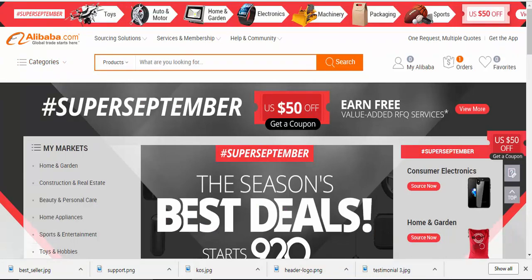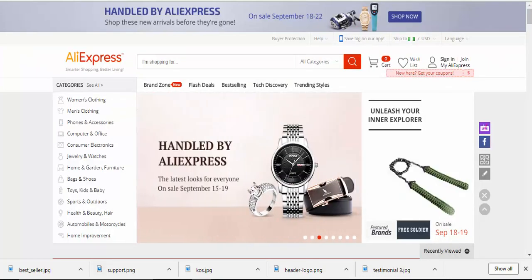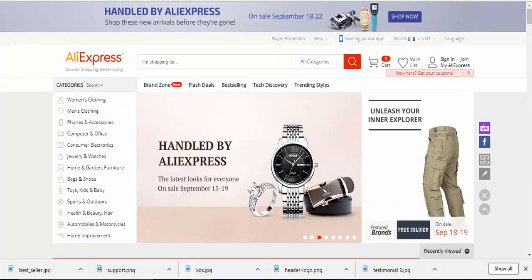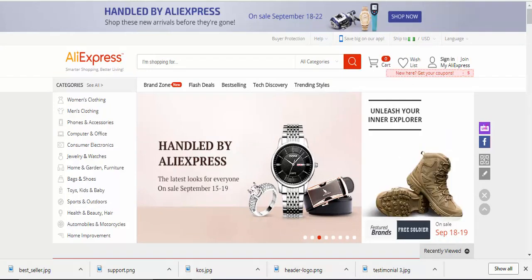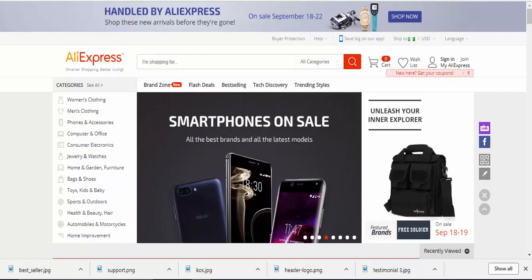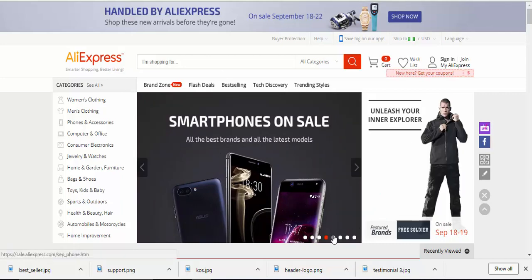On Alibaba, you can buy products in wholesale. They can't sell a single product on Alibaba, but on AliExpress, you can buy products in bits. You can buy a single piece. You can buy 2, 3, 4, which is not possible on Alibaba.